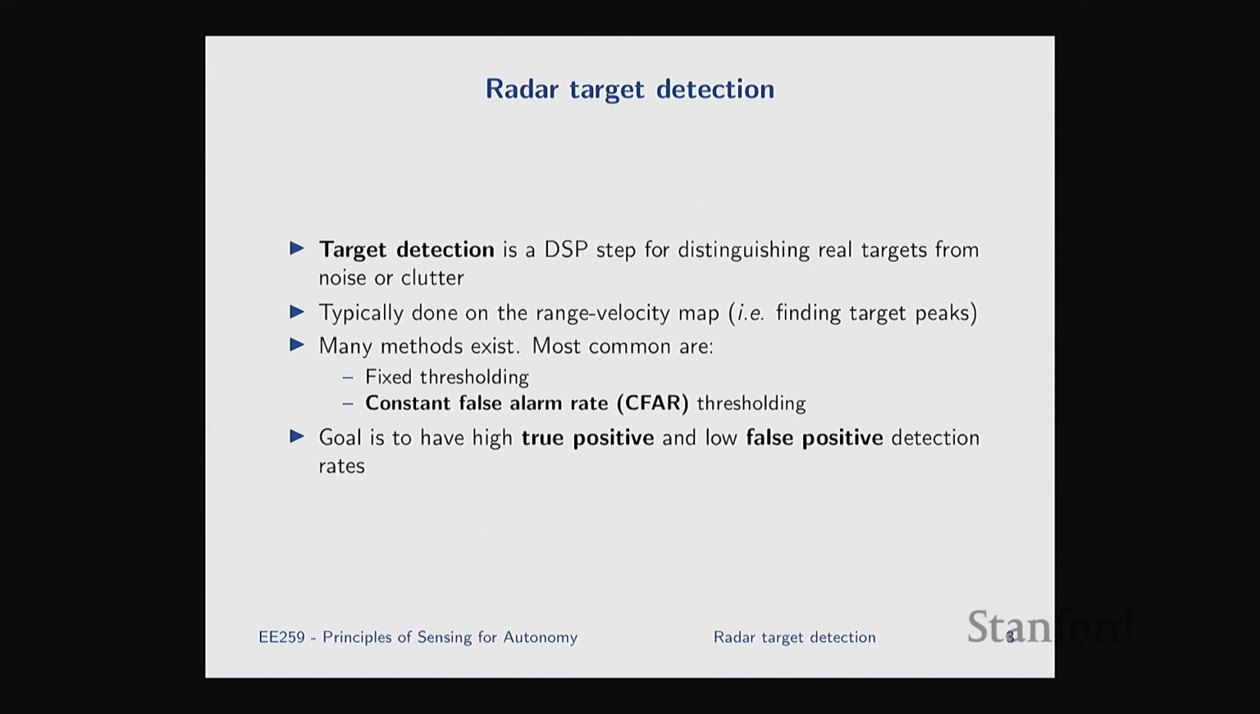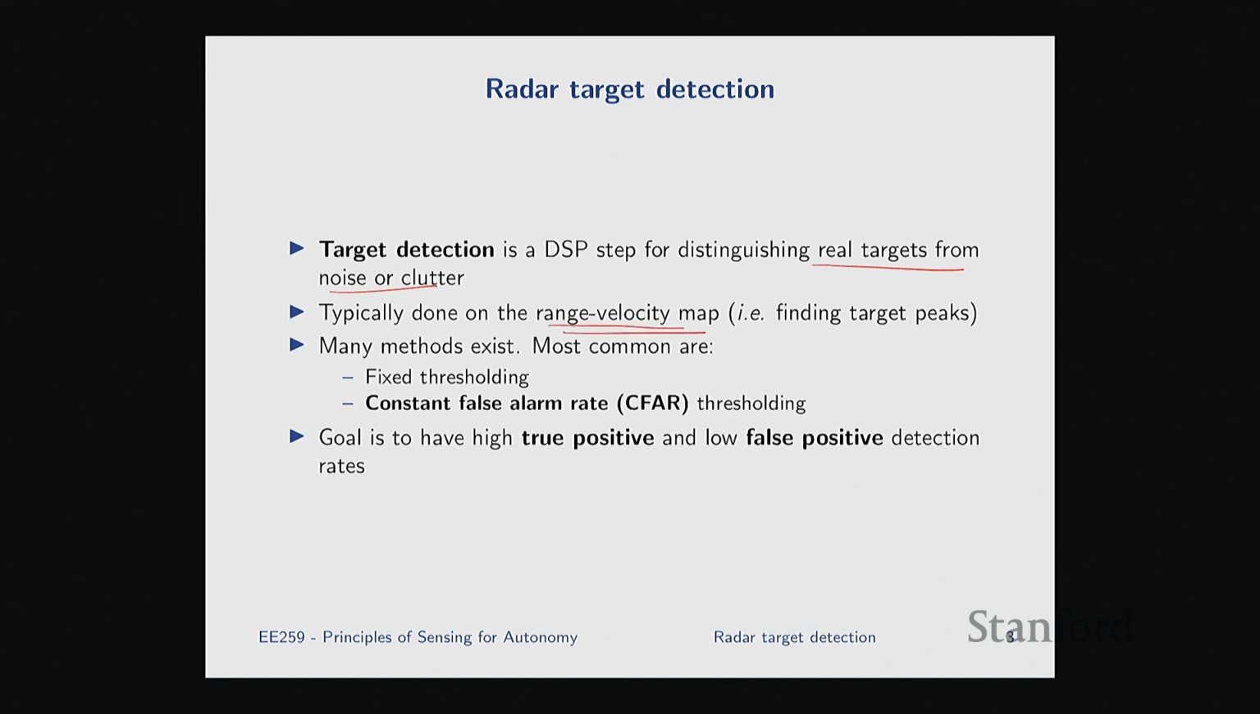Targets show as strong peaks in there, and everything else is noise. So the target detection basically tells you where the targets are, and so you only focus on those when it comes to direction of arrival estimation. It distinguishes real targets from noise or clutter by looking at the range velocity map.